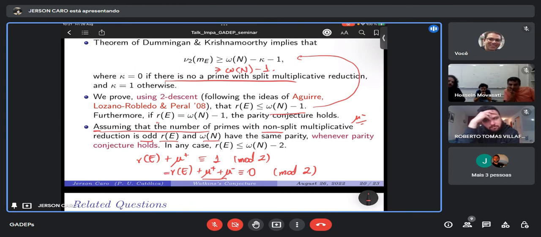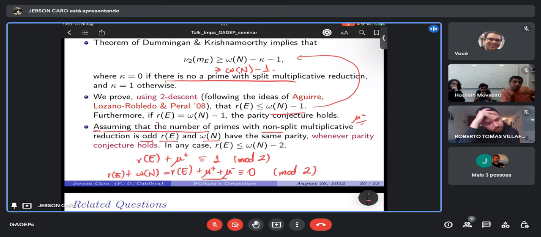It is equal to omega n, because this is the number of primes. The primes have a split or non-split multiplicative reduction. So that implies that the rank and omega n have the same parity.